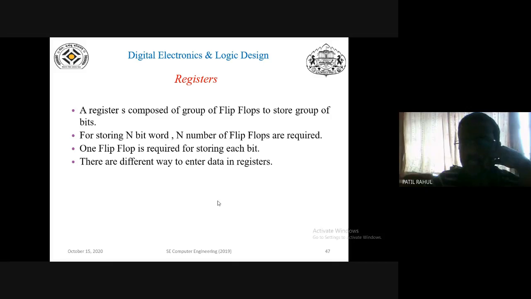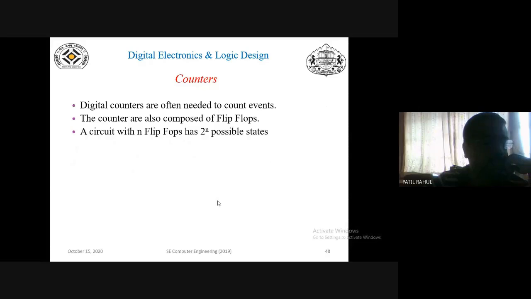A register stores more than one bit of information at a time, but a flip flop can store only one bit at a time. This second application is the register, and this register is the heart of any processor. We already discussed why the register is important to any processor. Next, this is the counter, the third application of the flip flop. A counter counts events which happen outside the microprocessor or microcontroller. While designing a counter, you can use flip flops.